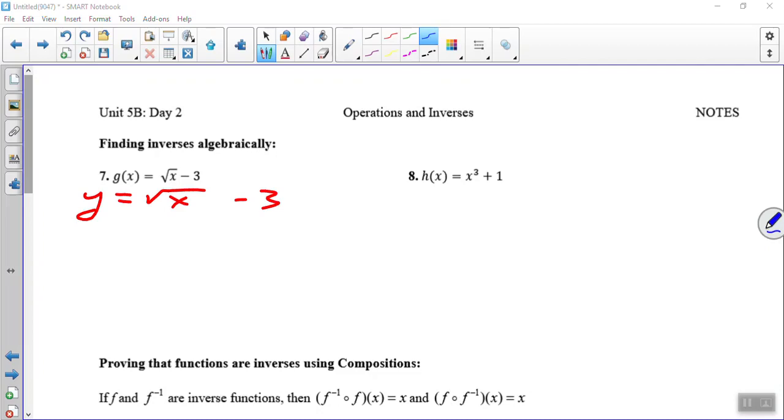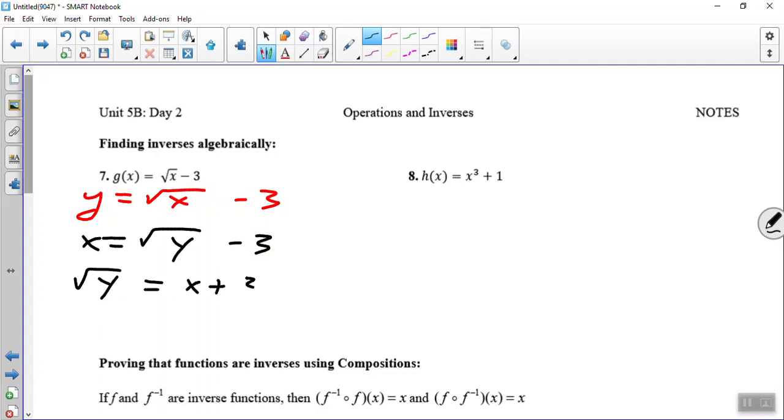All right, so then we switch x and y. So we get x equals the square root of y minus 3. Now we want to solve for y, get y by itself. So I've got the square root of y equals x plus 3. I moved some things around there. So I added 3 to both sides, and then I just flipped the equation. Okay? So we want this to equal y, so we're going to square both sides.